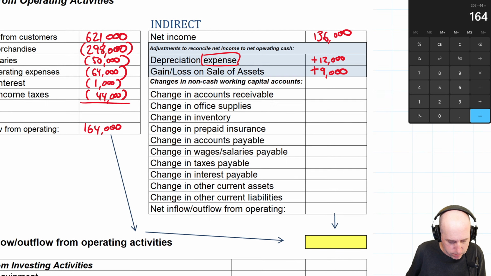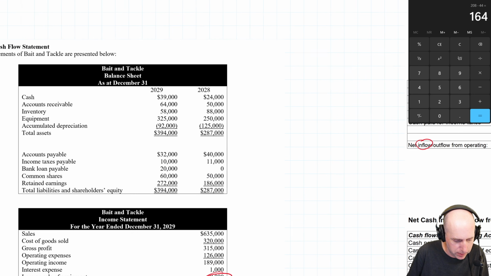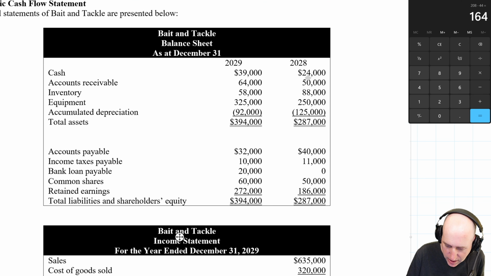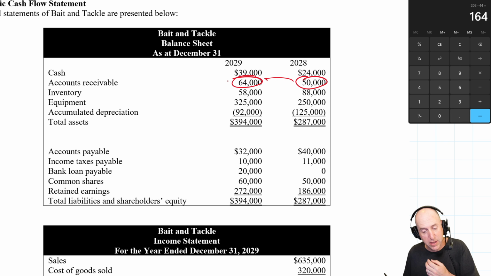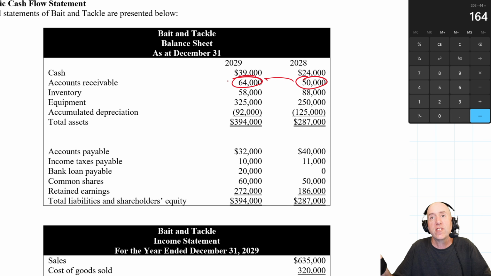Okay, so let's start with the first one, change in accounts receivable. I go over here and I see my company's accounts receivable went up by $14,000. So that's the change, right? Plus $14,000 in accounts receivable. I need to say, how does that impact cash?